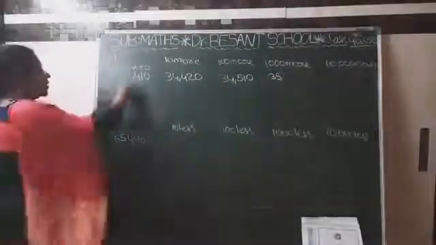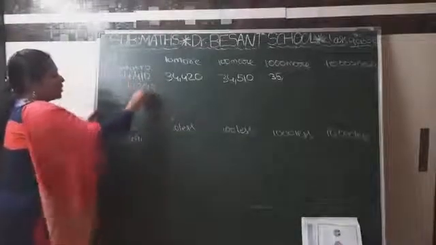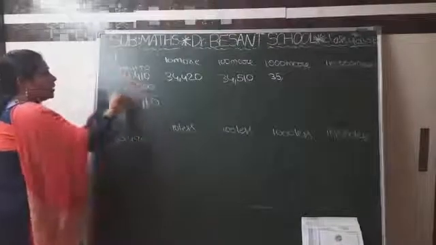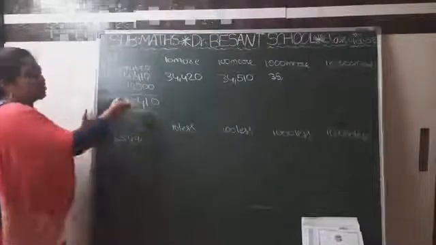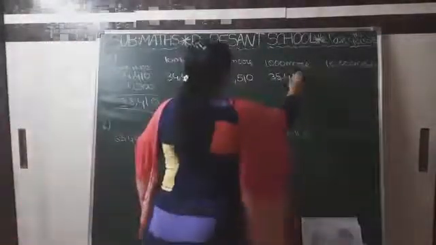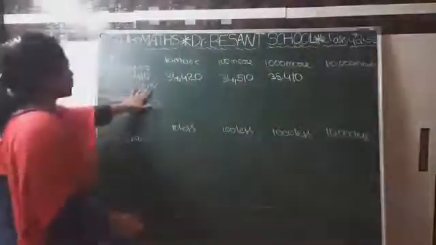If you add here 1,000, what will be the result? 0 plus 0, 0. 1 plus 0 is 1. And 4 plus 0 is 4. 4 plus 1 is 5. And 3 is 3. That one only will come. 35,410. Directly you can add to that place, thousands place.